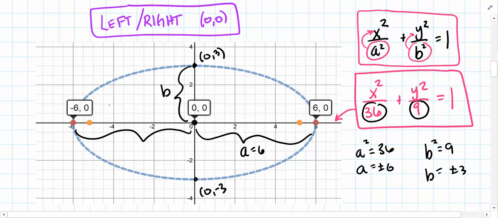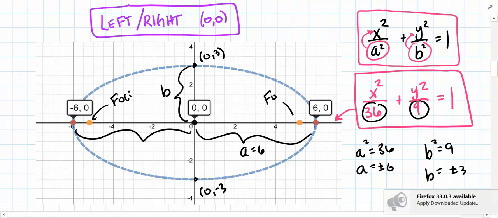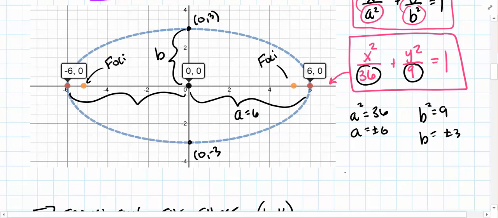Well, what about these orange points here? This is a focal point. So that's one focal point, and this is the other focal point. So how do I figure out what those points are? Well, again, there's the relationship between a, b, and c that says c squared is equal to a squared minus b squared, and c is the distance, again, from the center to the focal point.